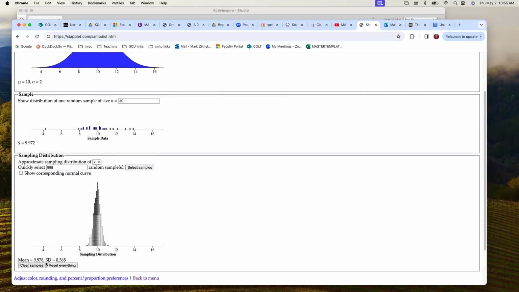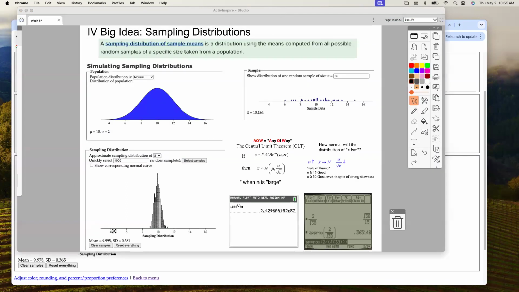You can see that I roughly got what I got on the other screen, 9.978 and 0.365. That's pretty close. No, I guess not that close, but pretty close. That time I got 3.8. So you get the idea of how that works in terms of the simulation.